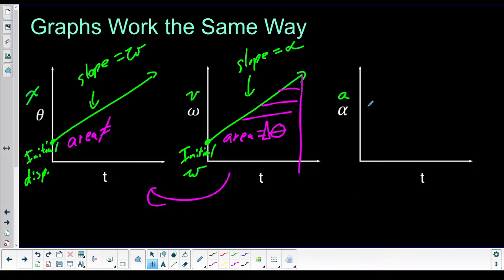Last one, looking at our angular stuff. The y-intercept is, of course, initial, just like the rest of them.